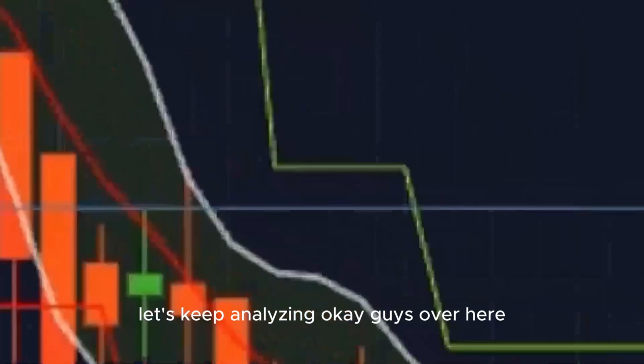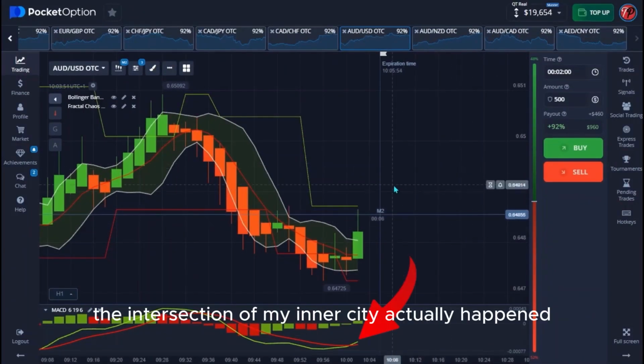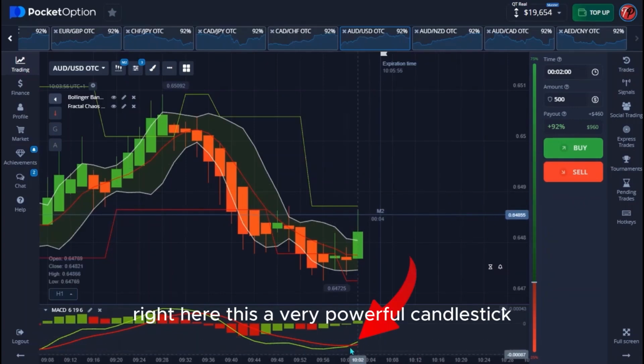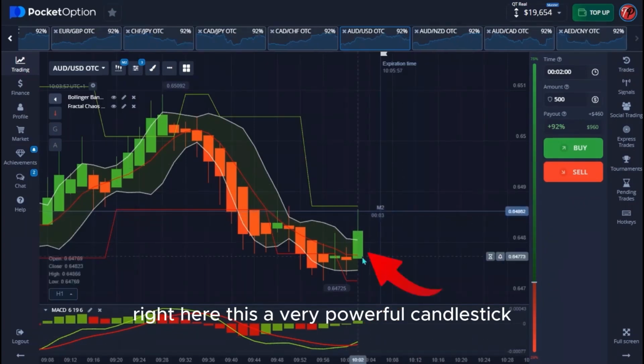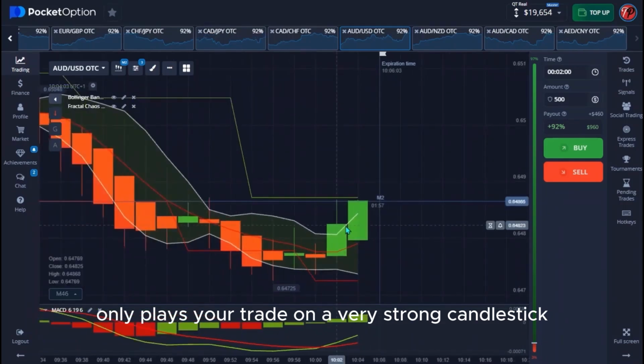Let's keep analyzing. Okay guys, over here I'm actually checking this out. As you can see right here, the intersection of my MACD actually happened right here. This is a very powerful candlestick right in this position. Like I just said, only place your trade on a very strong candlestick.